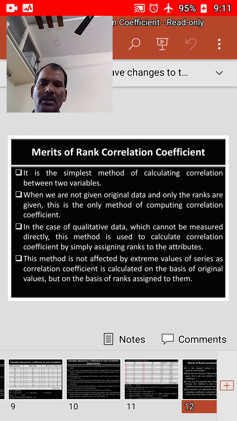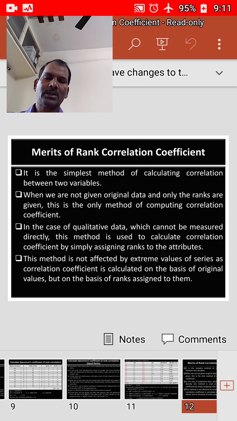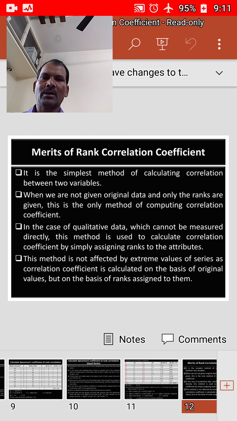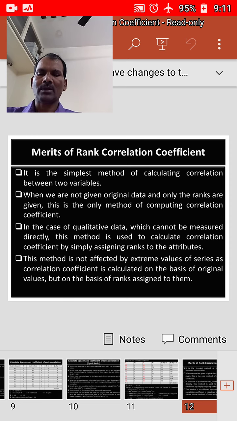Fourth merit is that this method is not affected by extreme values of the series, as the correlation coefficient is calculated not on the basis of original values but on the basis of ranks assigned to them. We are not considering the original values, whatever the variation in the values. We are comparing the values and giving ranks to them, hence it's one good method.